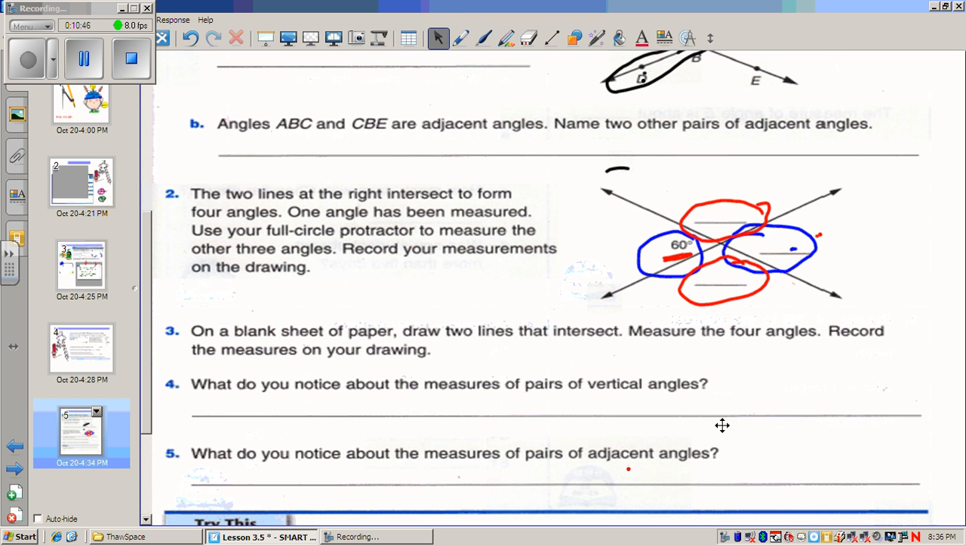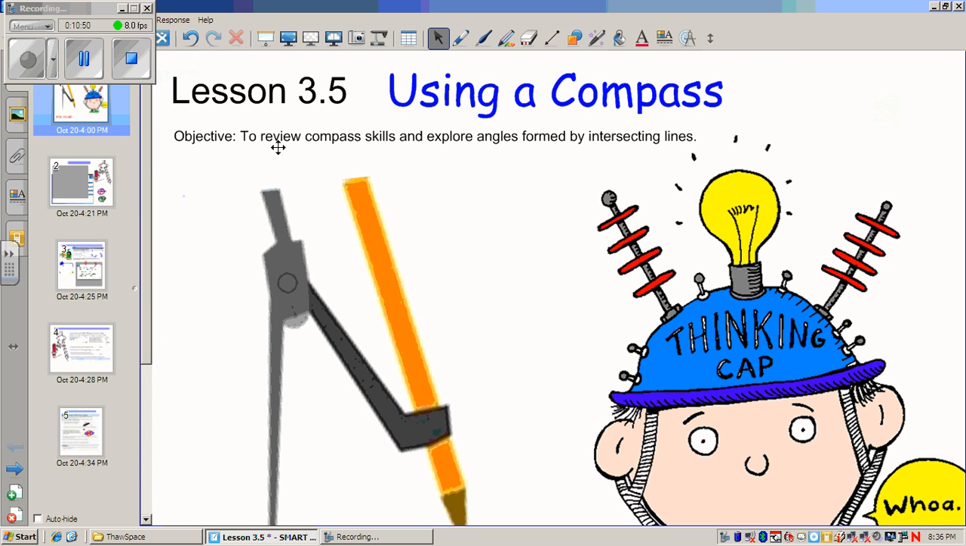Okay, so let's go back and review and see if we've done what we were supposed to do. It says using a compass, we were going to review compass skills and explore angles formed by intersecting lines. And we did that. So in class, we will be working on measuring, drawing line segments, measuring angles, vertical and adjacent, and how we know what their measures are going to be, and practicing what vertical and adjacent angles are. Great work. Please make sure you complete the quiz.